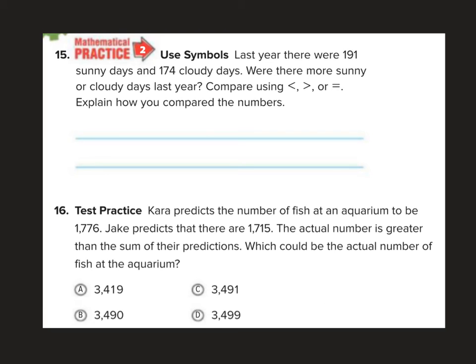Let's do quick practice a word problem here. Last year there were 191 sunny days. That sounds important, so I'm going to underline it so I don't forget it. And 174 cloudy days. Were there more sunny or cloudy days last year? Okay, so we're looking at 191, so I'm going to line them up, starting from the right, versus 174. Place values are lined up. Okay, so 100, this one's got a 90, and this one's got a 70. And I know that 90 is greater than 70, so I know there were more sunny days.